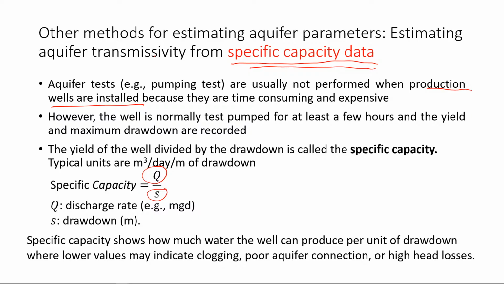So basically, specific capacity shows how much water a well can produce per unit drawdown. A lower value may indicate different factors: if your specific capacity is lower than what you initially were getting, or is declining with time, it could indicate clogging, it could indicate poor aquifer connection, or it could indicate that you have high head loss.